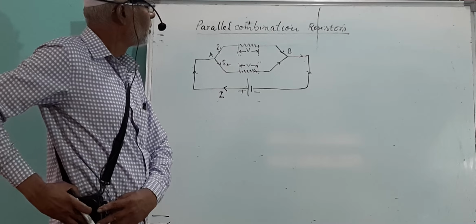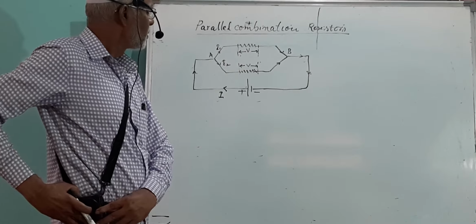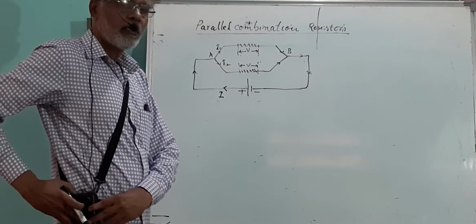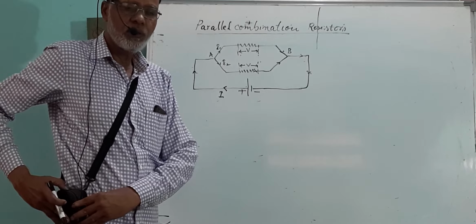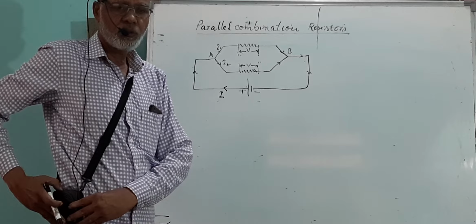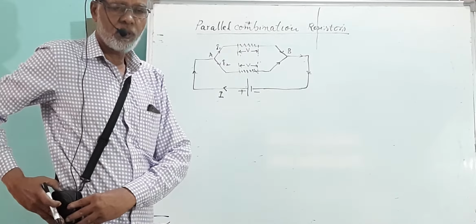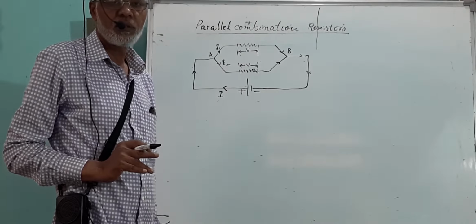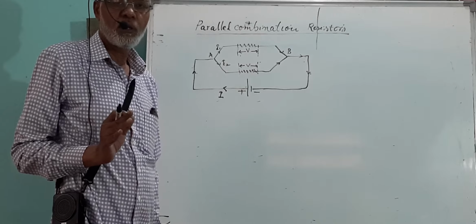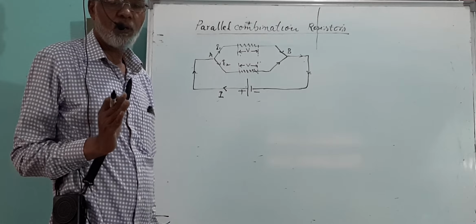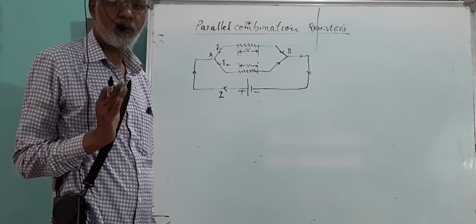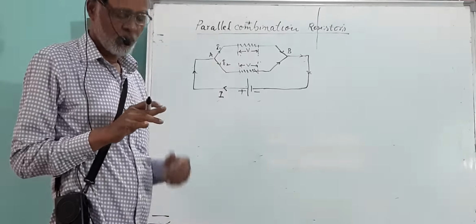Today I would like to discuss the parallel combination of resistors. In the last class, I discussed what a resistor is. A resistor is an electronic component which opposes or obstructs the flow of electric charge, or the flow of electric current, which is known as resistance.